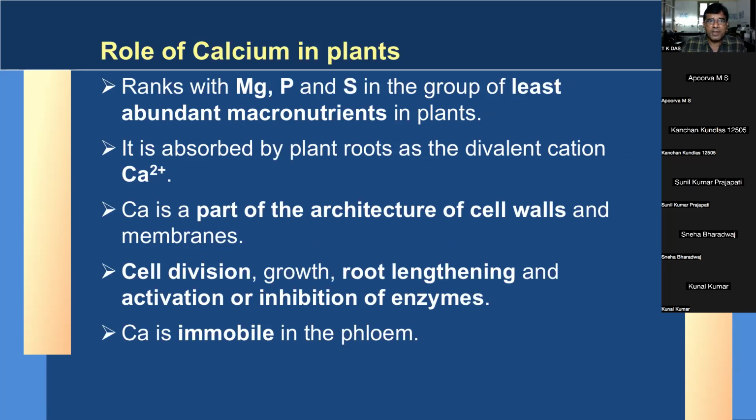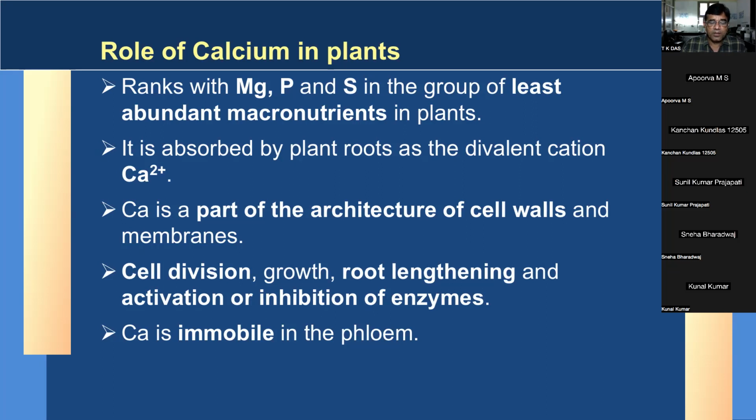It ranks with magnesium, phosphorus, and sulfur in the group of least abundant macronutrients in plants. So it is not that you have very high concentration of calcium in plants. It is absorbed by plant roots as divalent cation Ca2+. It is part of the architecture of cell walls and membranes, and thus it gives strength to the plant.